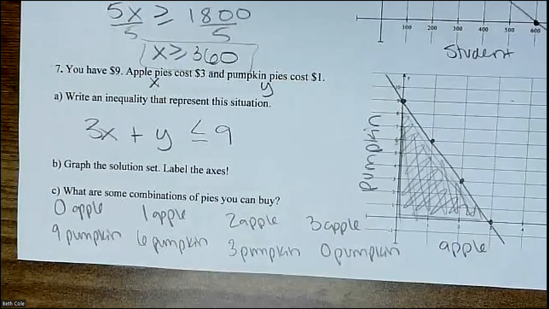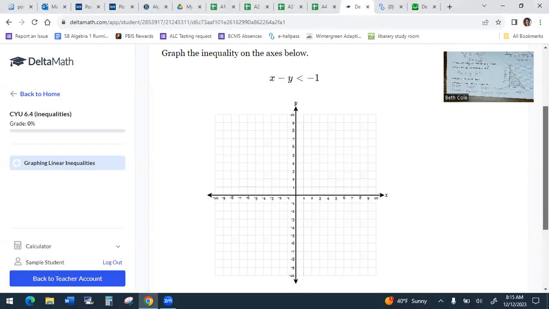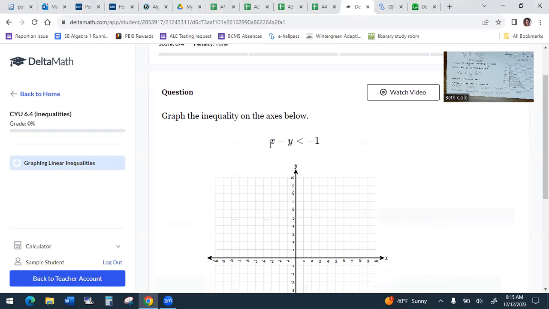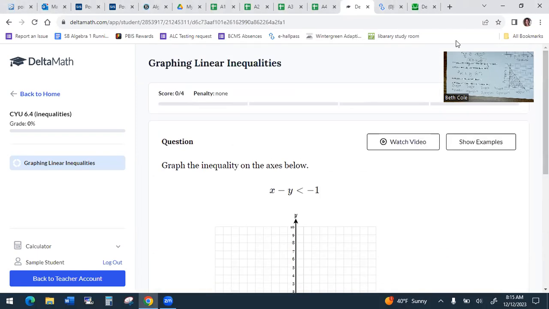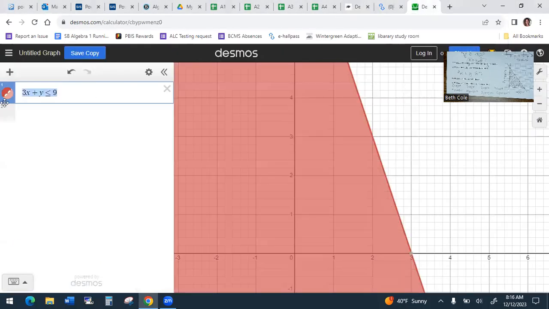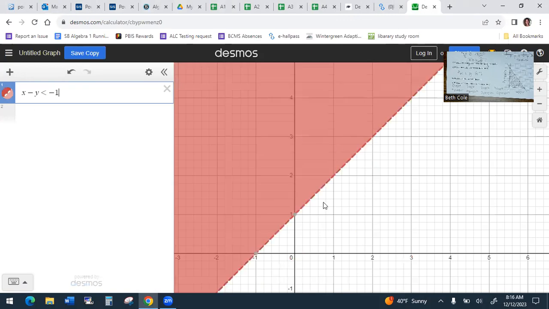Now I'm just going to do one Delta Math problem so that you can see how this works, what buttons to hit. All right, so we've got x minus y less than -1. So let me go over to the calculator. Gosh, I can't see here. All right, x minus y less than -1. So I've got that typed in. So it's starting at 0, 1, and the slope is 1, up 1 over 1.